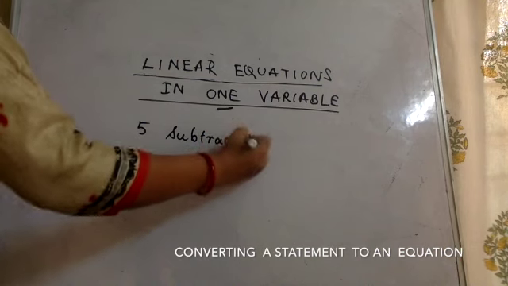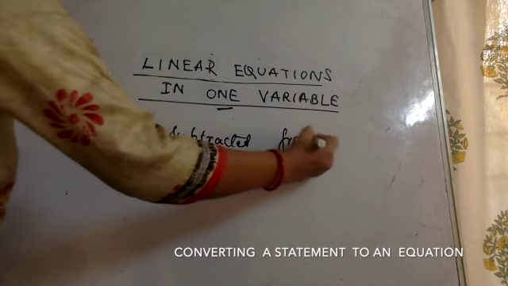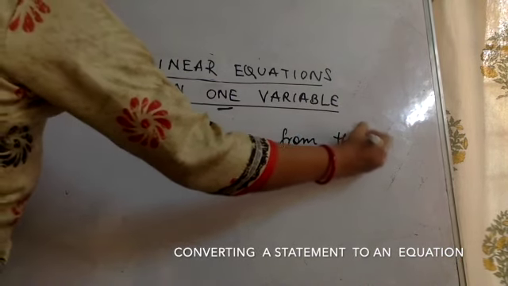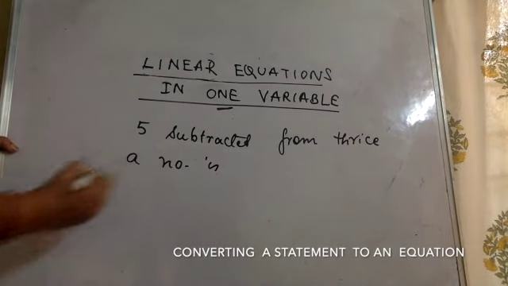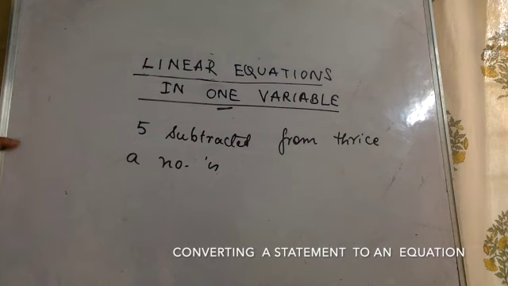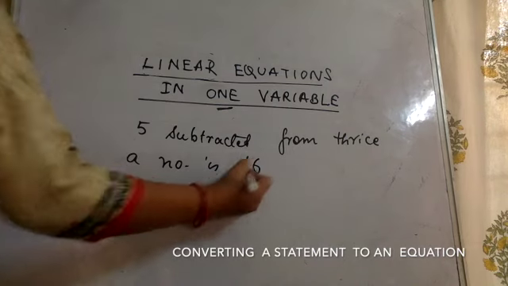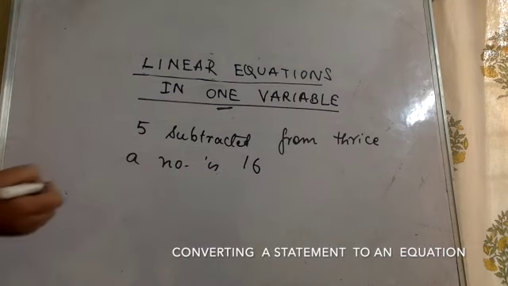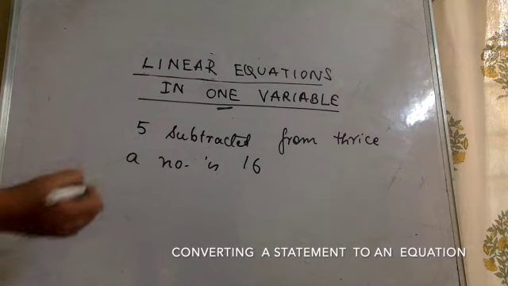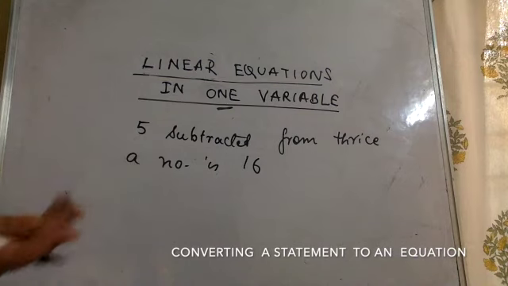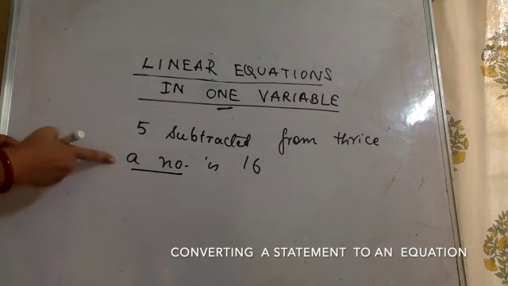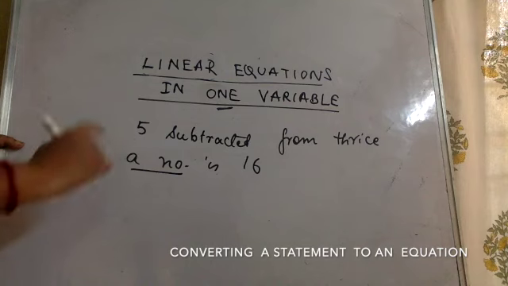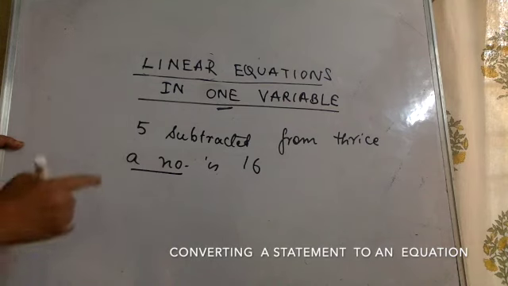5 subtracted from thrice a number is 16. Now this is another statement that has been given to us. The moment you see a number, this has to be represented with the unknown variable x. So, 5 subtracted from thrice a number.